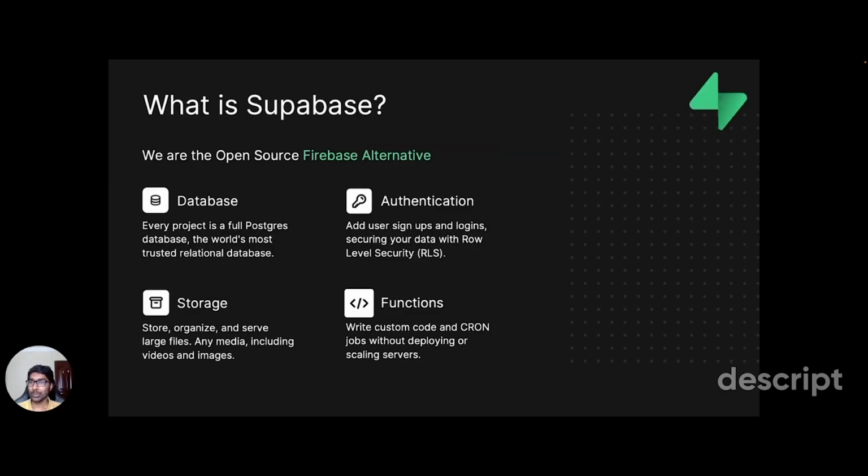So before we jump in, a bit about what Supabase is. Supabase is the open source Firebase alternative. When you sign up to Supabase, you get a full-fledged Postgres database, which is one of the most trusted and reliable databases in the world. It's been battle-tested for a really long time, and Supabase gives you a full Postgres database along with real-time capabilities.